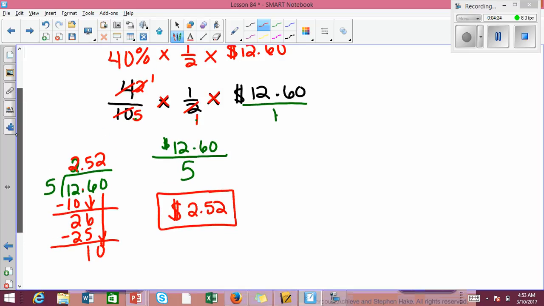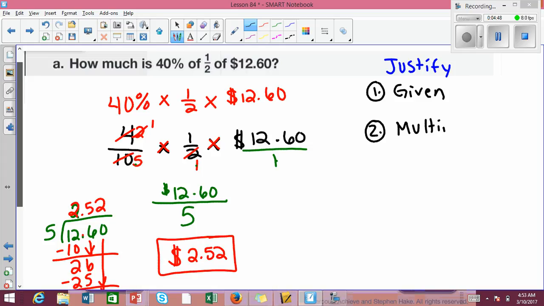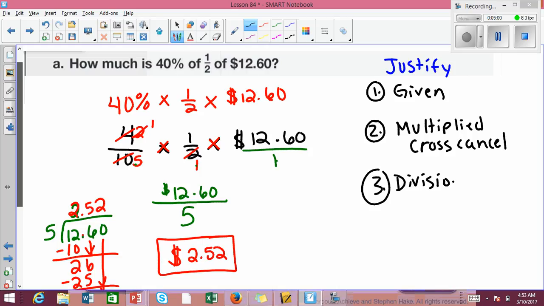Now what I would like to go over real briefly is the steps we took to get there. So how can we justify what we did? Well, in our first problem, our justification would be that we rewrote the given information. Okay? We just changed our words into symbols. Our next step is that we multiplied. In that step, we could also put cross-canceling. Okay, in our third step, we actually computed the division. And in our last step, all we did was simplify. We gave an answer. Okay, is our answer correct?